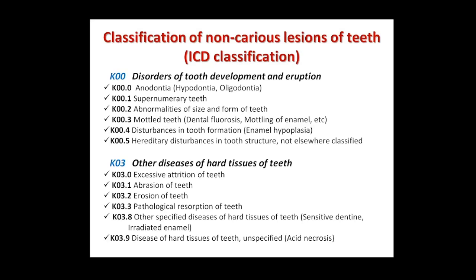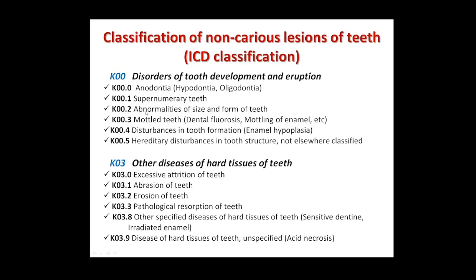and there are several diseases which appear before eruption, disorders of tooth development and eruption. And there are several diseases with code K00.0. For example, these diseases are called anodontia, hypodontia, oligodontia. Next, K00.1, supernumerary teeth.